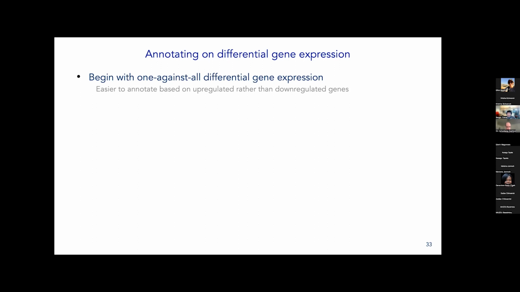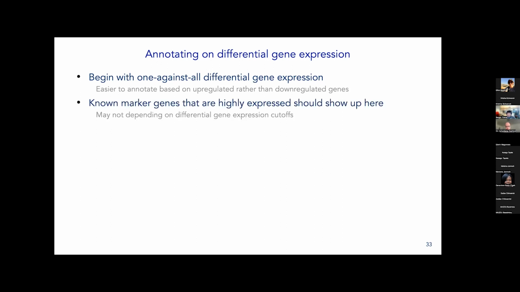So the easiest way to start evaluating differential gene expression is that you compare one group against everything else, and you try to see what's upregulated or downregulated. Basically, you try to see what makes that group unique. There are different ways to do this. You can do this with differential expression, like a t-test, or there are more complex ways to do this.